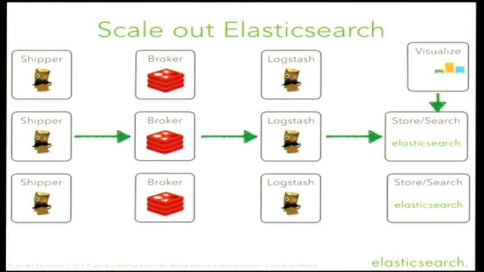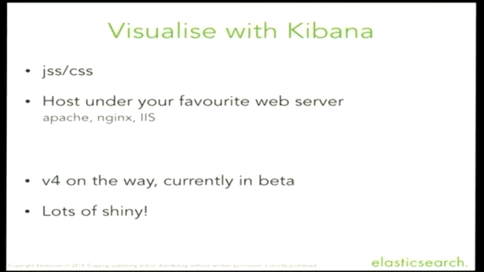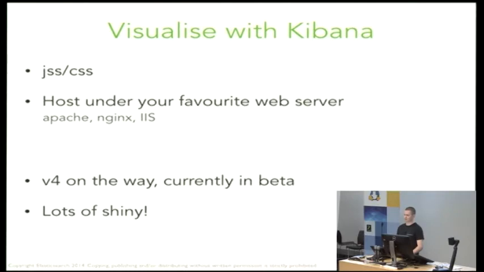We haven't touched on Kibana. Kibana's free at the moment, in the current generally available version. It's just JS and CSS, so you can put it under whatever you want. There are some sample configs on GitHub under the Kibana repo that you can use for Apache and Nginx. Version 4 is on the way. It's a complete rewrite and it's currently in beta. If you're using Kibana 3 and you haven't tried out 4, check it out. It's really, really cool. Kibana 4 will only work with Elasticsearch 1.4, though, so be aware of that.